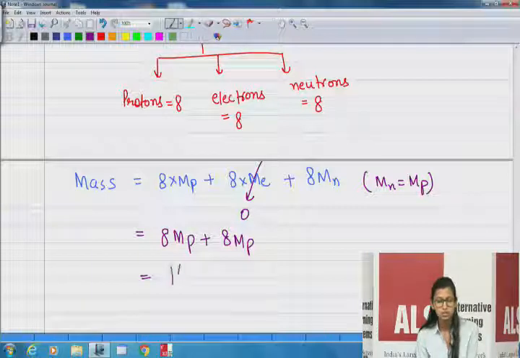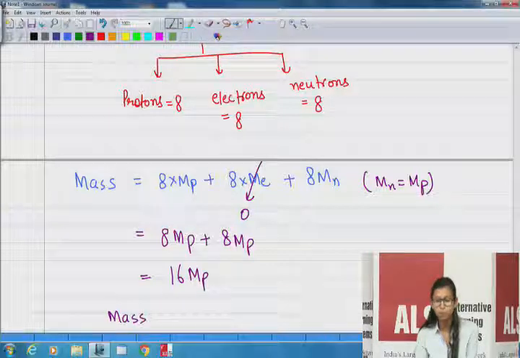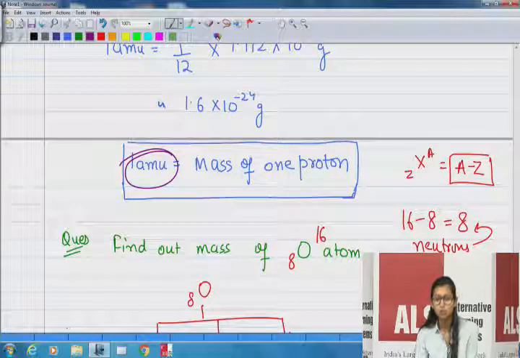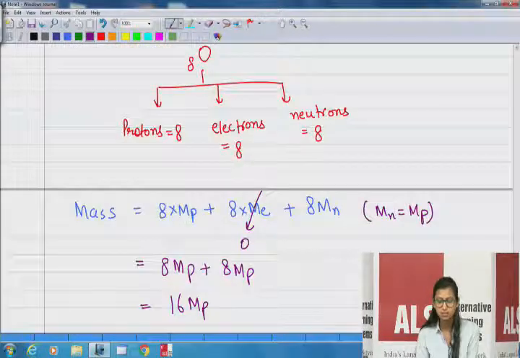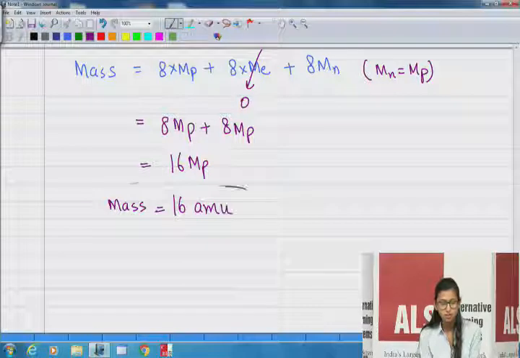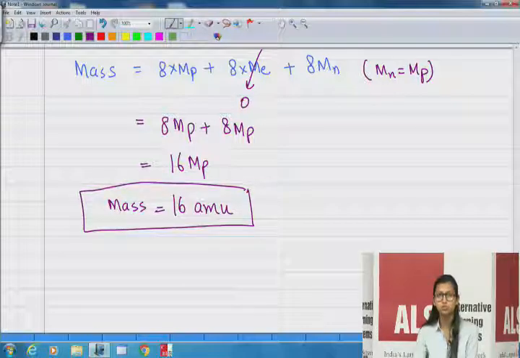So, this is 16 mp, right? And we know that mp is what? The mass of proton. So, mass of proton, look at here, what is that? That is an AMU. So, can I write it like 16 AMU? So, you got it, that is how we are getting 16, right? So, this was the whole process.